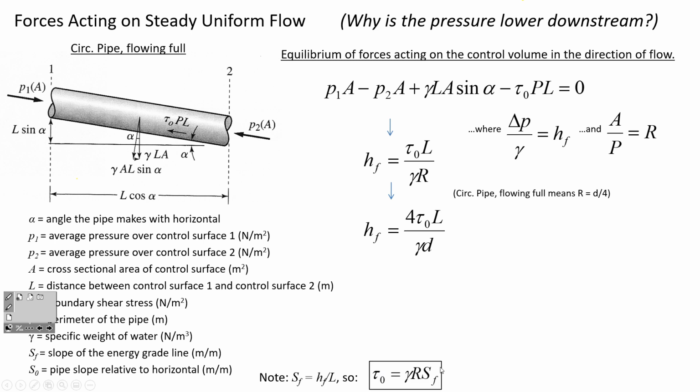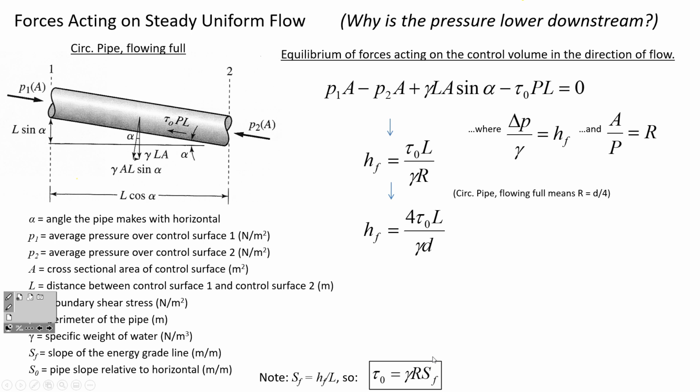So what we end up with is a relationship between shear stress and S sub F, which is the slope of the energy grade line. And I hope what you remember from last semester in fluid mechanics is that if we have water flowing through a pipe, then there's this imaginary line above it, the EGL, energy grade line. And what that is, it's the elevation and the pressure head and the velocity head.